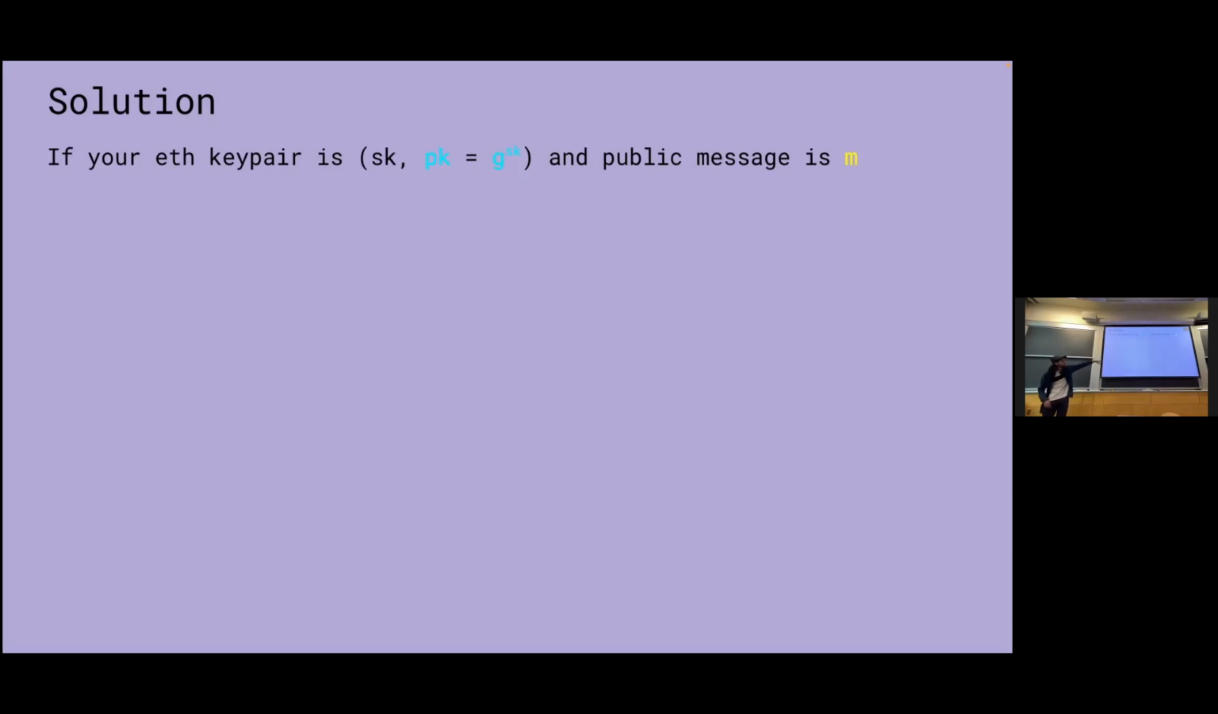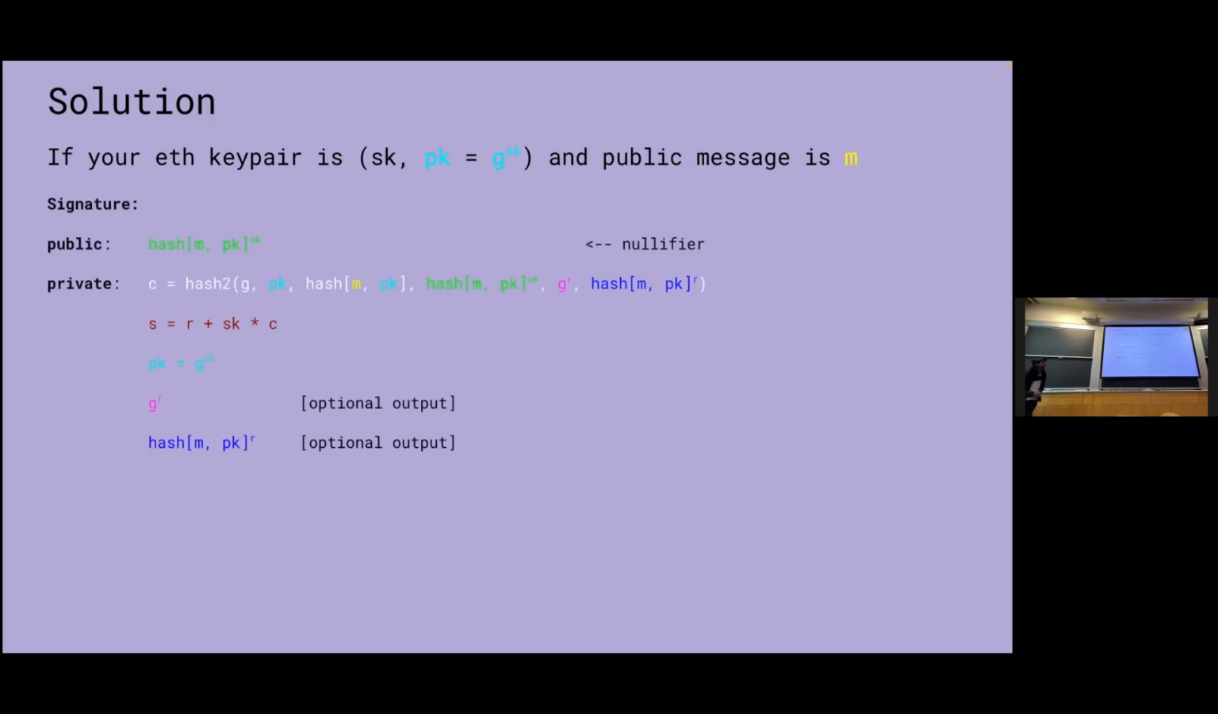So all the public key values will be blue. All the message values will be yellow. And I'll point out a couple key things to notice in the complex math construction. One key thing is the public value at the top, our nullifier, is the value I was talking about earlier. It's a little bit hard to read, but that's the hash of message comma public key to the power of secret key. This value will be public. It'll be our nullifier hash.